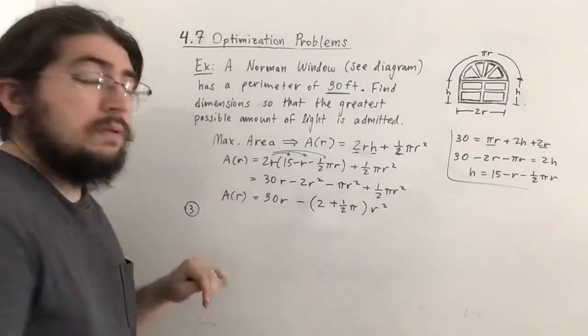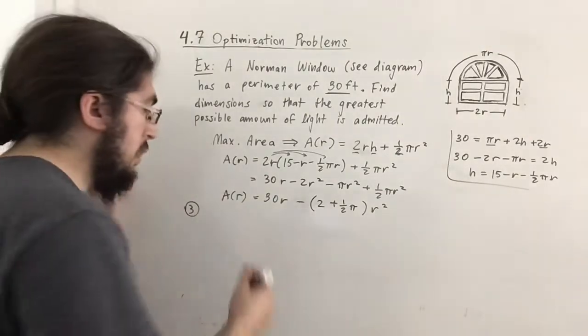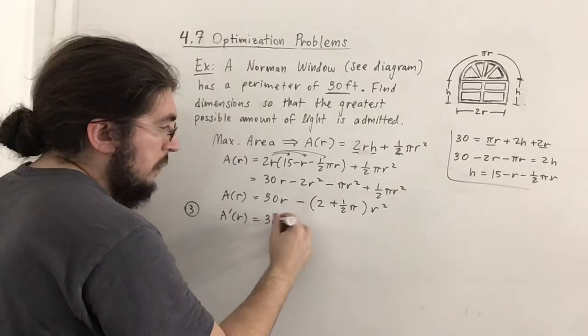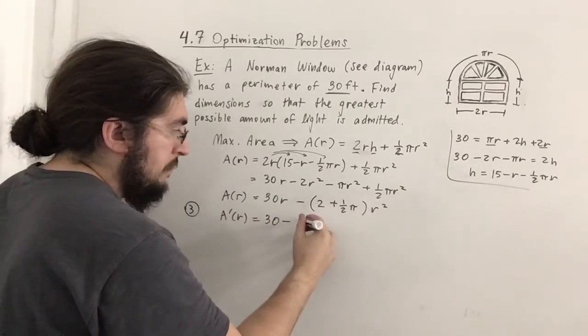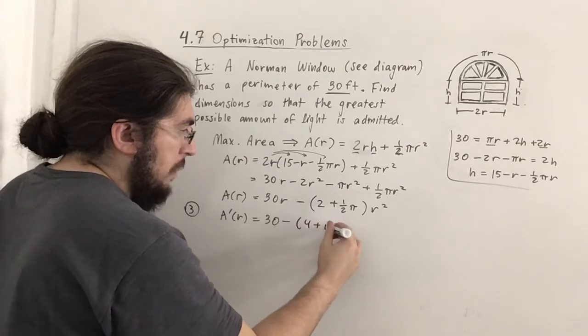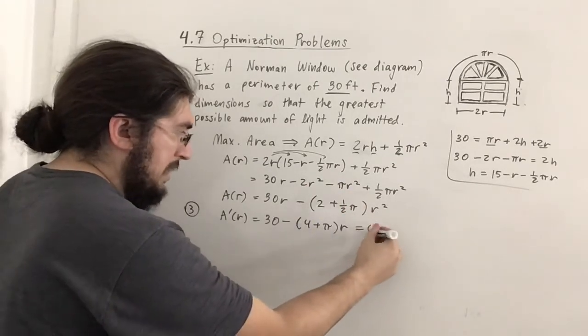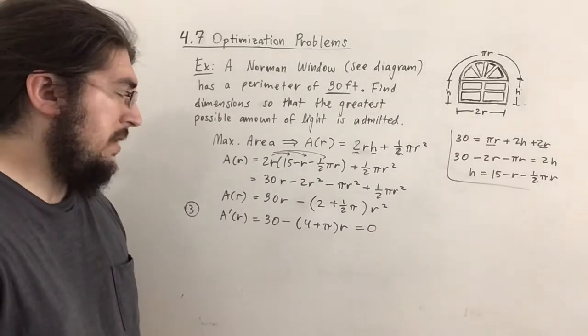This is a polynomial, so it's never undefined, and neither will its derivative be by power rule, because it's also a polynomial. So it's going to be 30 minus 2 times this, which will be 4 plus pi, because we're just doubling each of them basically by distribution, times r. We want that to be equal to 0 to find the max or min.